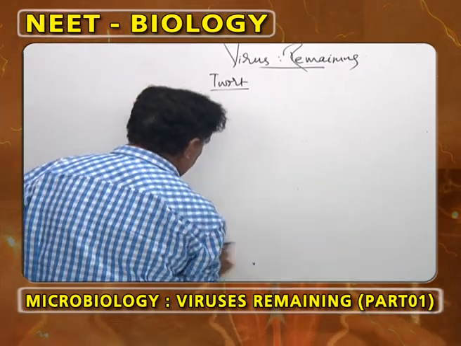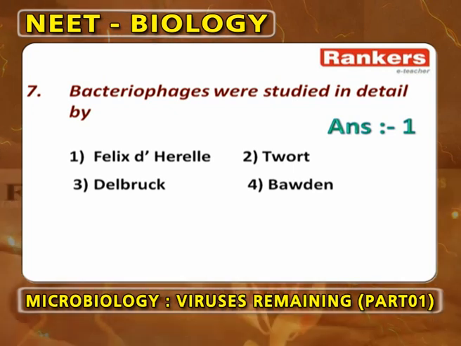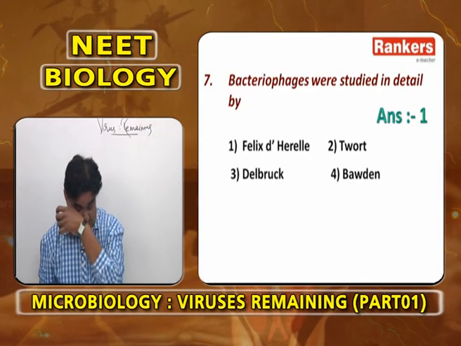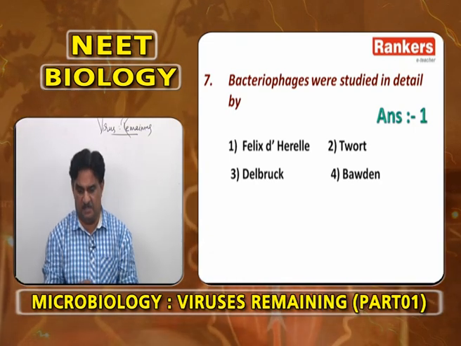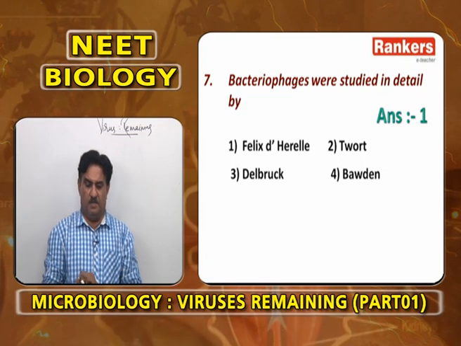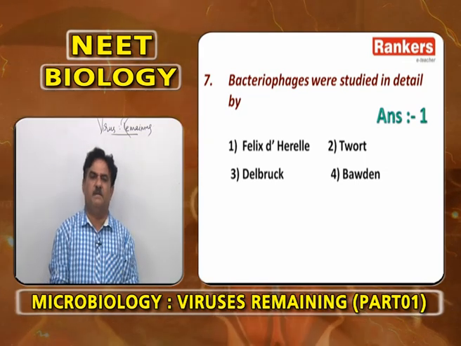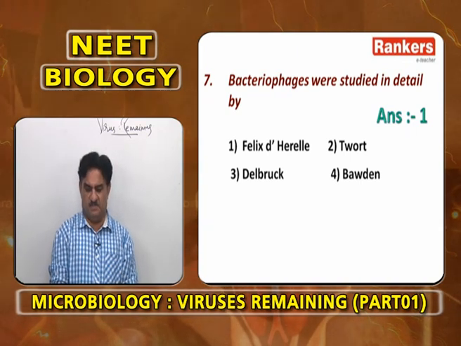This type of structure was first given by Felix d'Herelle. Bacteriophages are viruses which attack bacteria, and they were studied in detail by Felix d'Herelle, not Twort, not Delbruck. Delbruck is known for the lytic cycle in viruses, and Bawden and Pirie for the chemical nature of viruses. So Felix d'Herelle will be the answer for this.